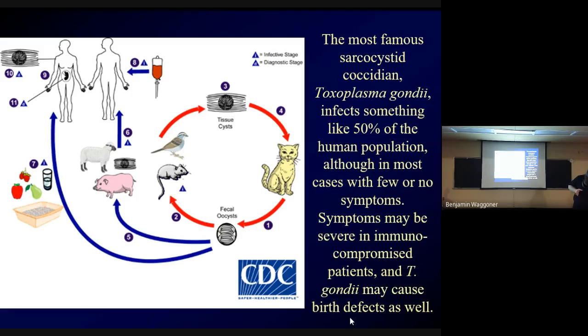Most people, it's not symptomatic, but it can be severe in immunocompromised patients. People with immunosuppression therapy for organ transplants, people with HIV infection, people in chemotherapy, things like that. Anytime your immune system is weakened, toxoplasma can be dangerous. And it can also cross into the placenta and cause birth defects, which is why my wife made me start emptying the litter box when we found out she was pregnant.